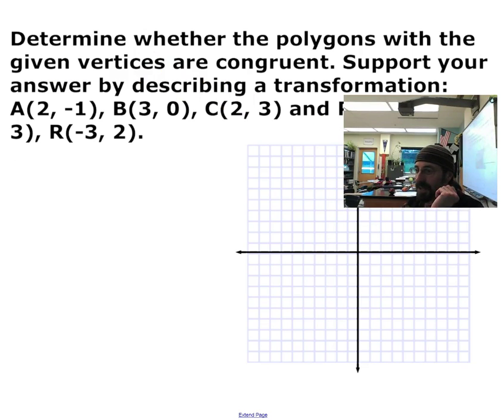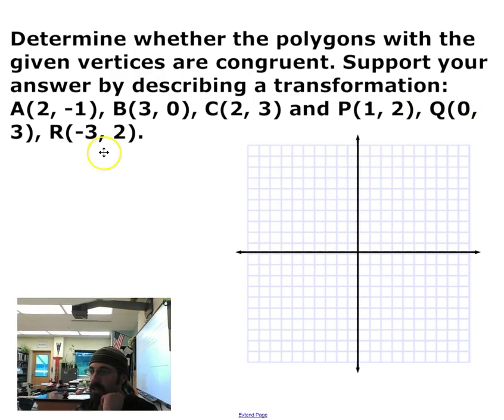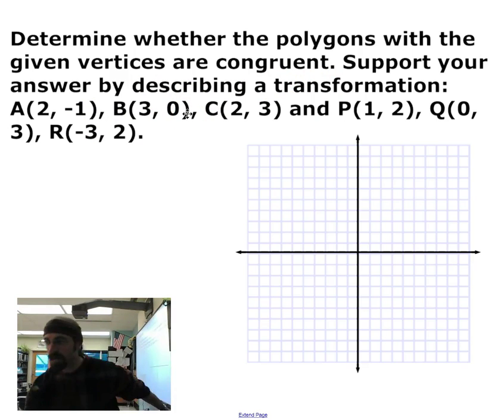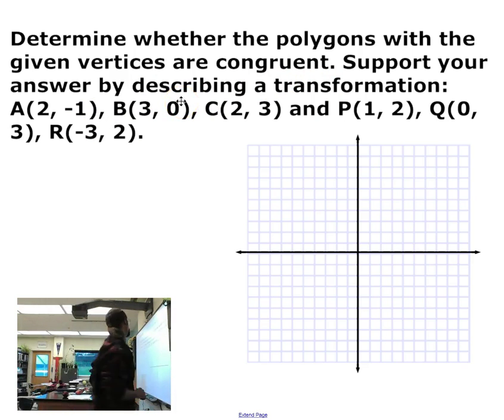So here's another problem. What does it say? Determine whether the polygons with the given vertices are congruent. Support your answer by describing a transformation. And then it gives you these points. And let's go to the board right now and do them.